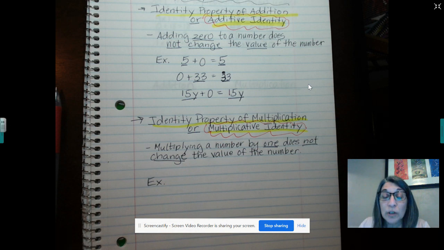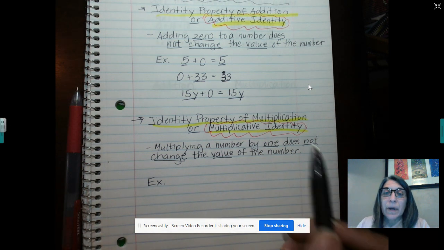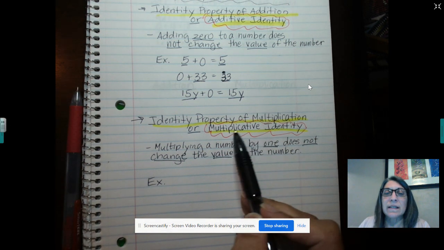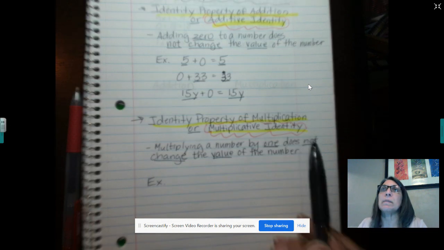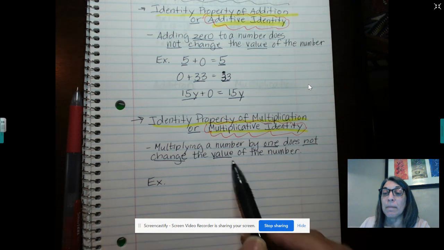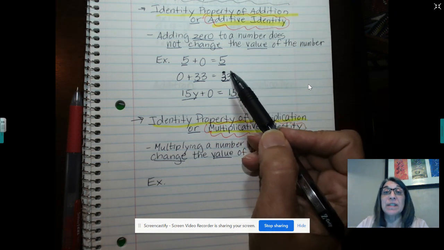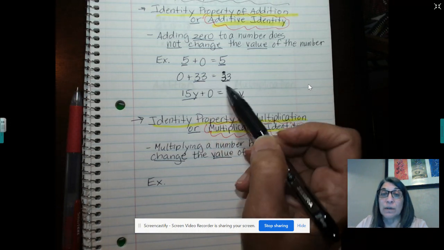It means that when you multiply a number by 1, it does not change the value of the number. Okay, you guys know this. Again, you learned this back in first grade. But this is the new vocabulary we're adding. It's the multiplicative identity. It just means a number retains its identity when you multiply it by 1, or a number retains or keeps its own identity when you add 0 to it.